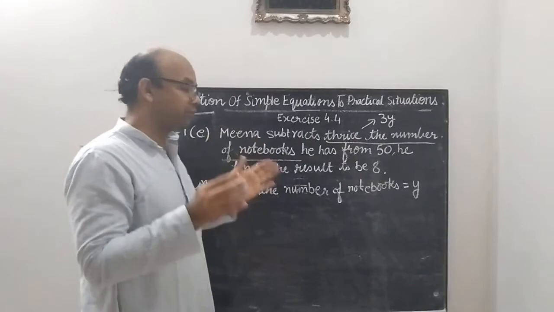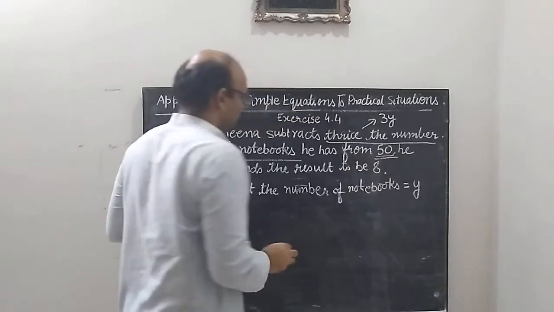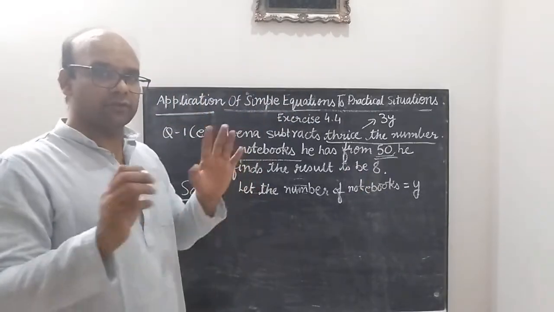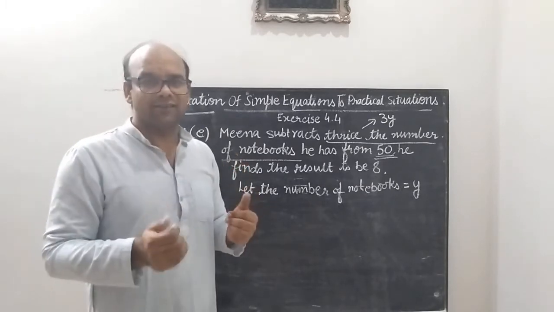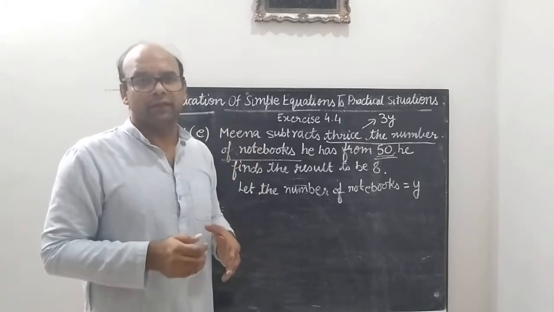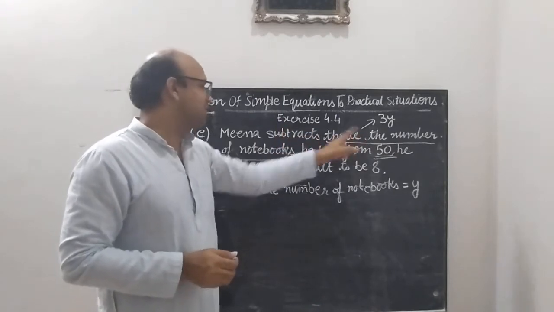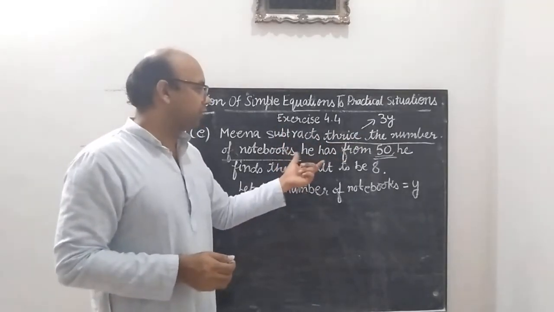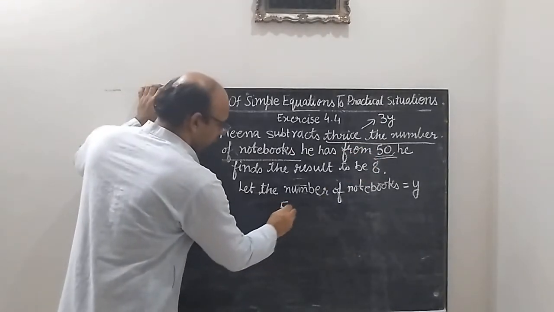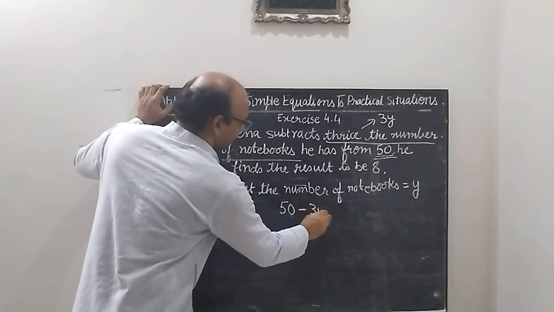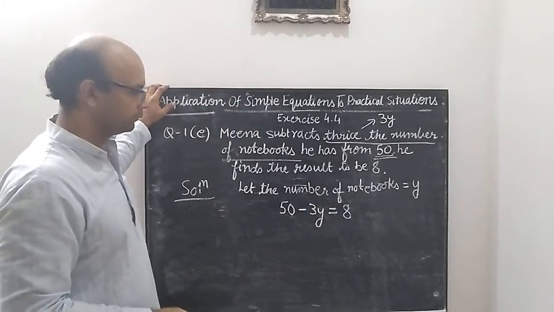Now, what has to be subtracted from what? 50 is one of the numbers. Read the question twice or thrice, as many times as you want, before you actually understand and are able to comprehend the question. Meena subtracts what? Thrice the number of notebooks, that is 3y. From what? From 50. So the equation now becomes 50 minus 3y, and finds the result to be 8. Okay?